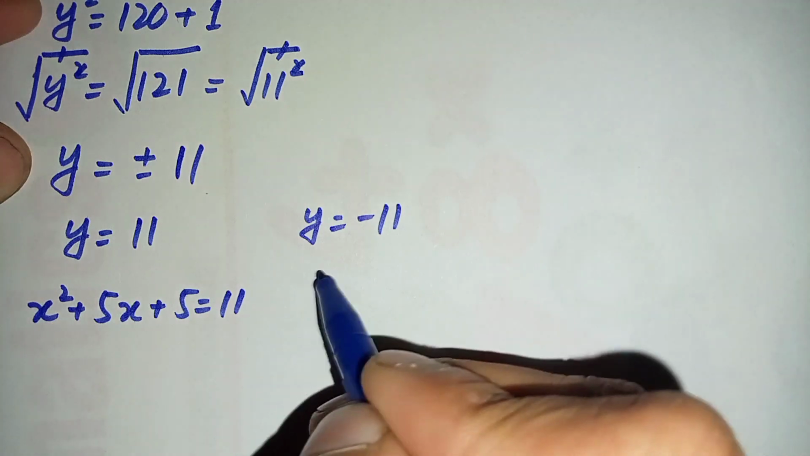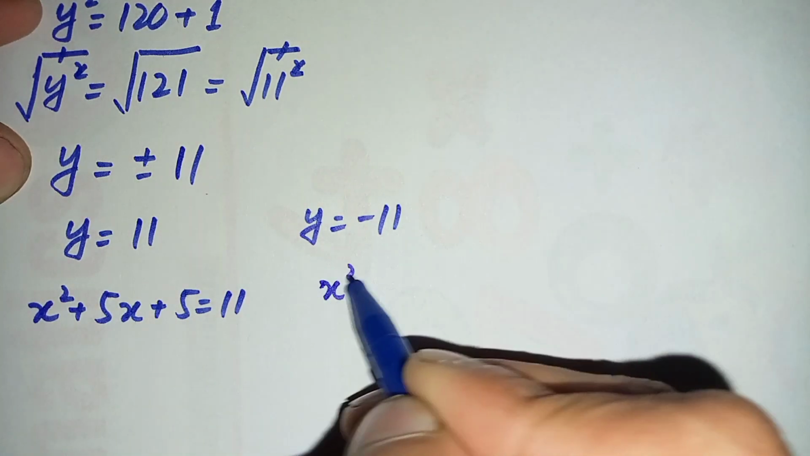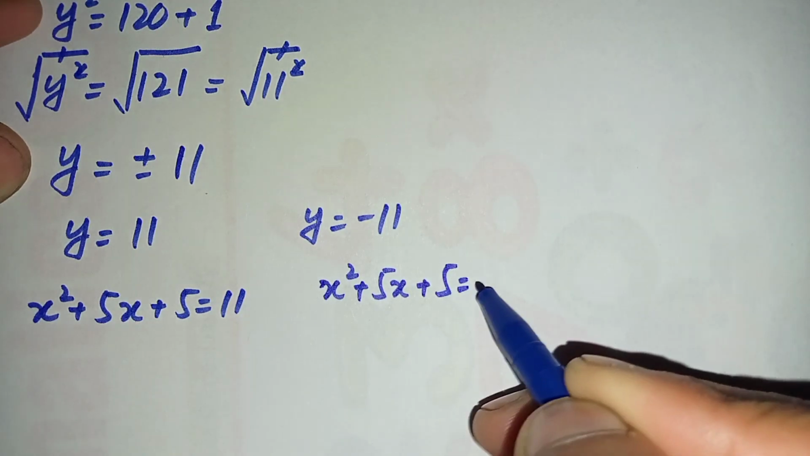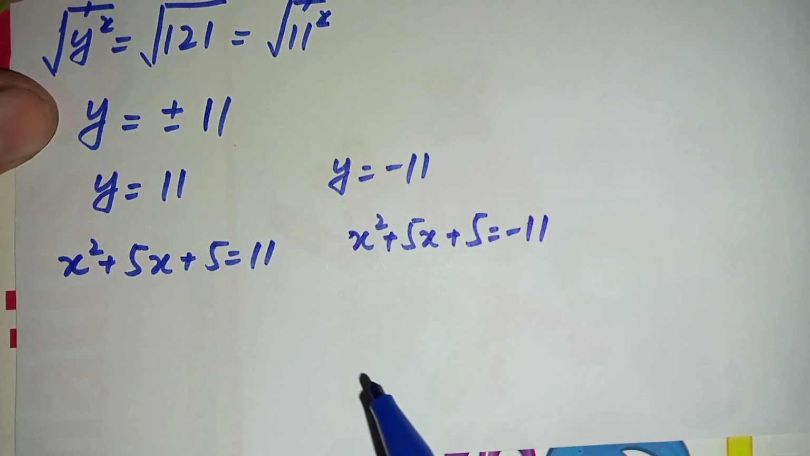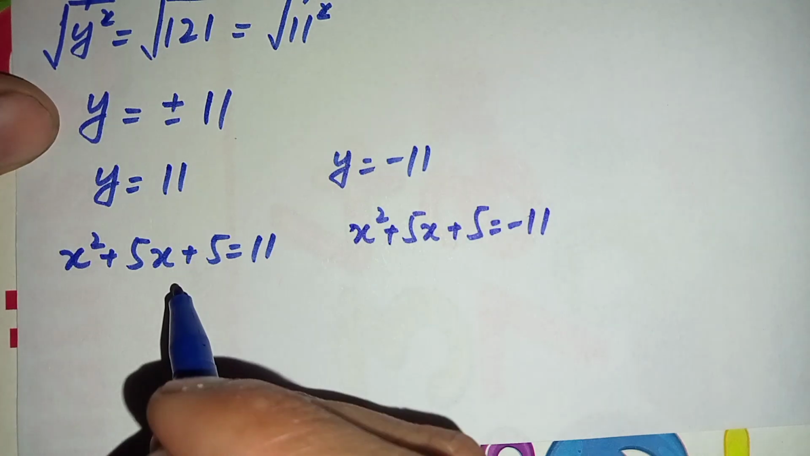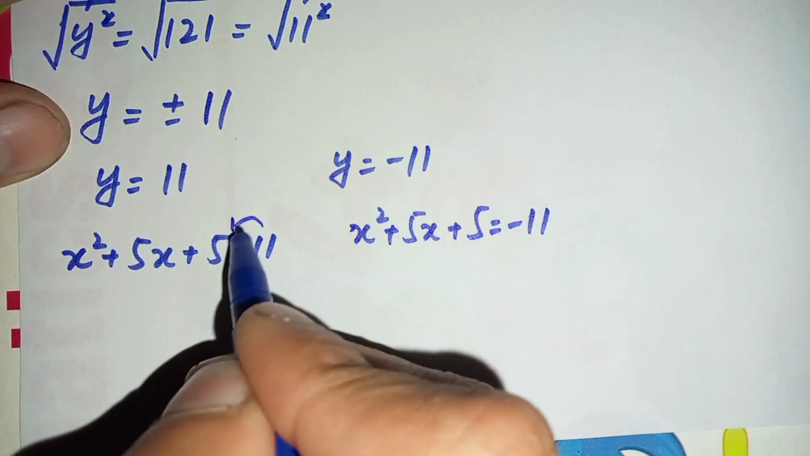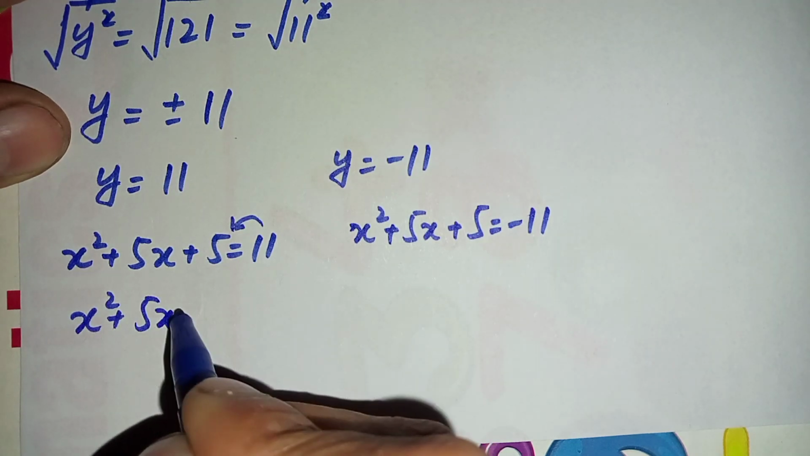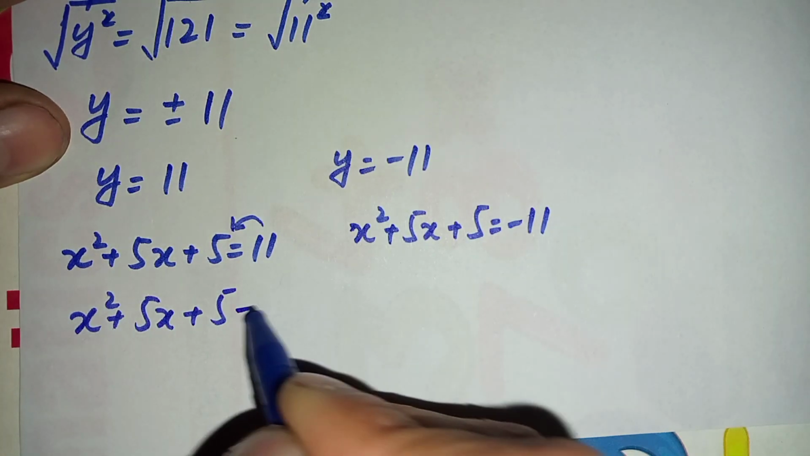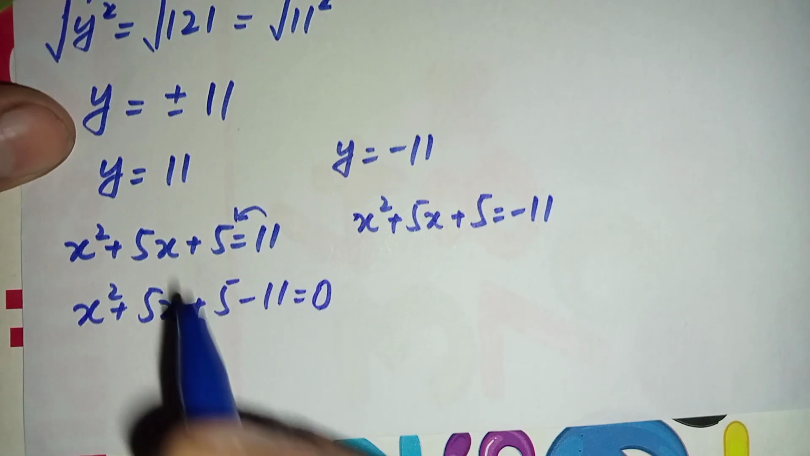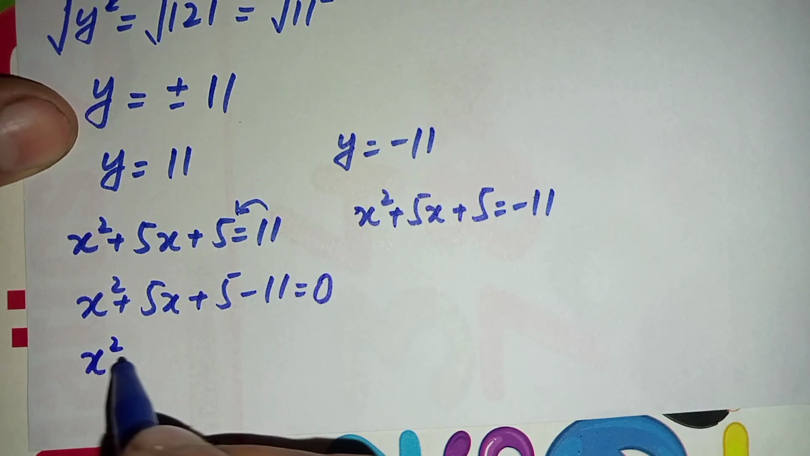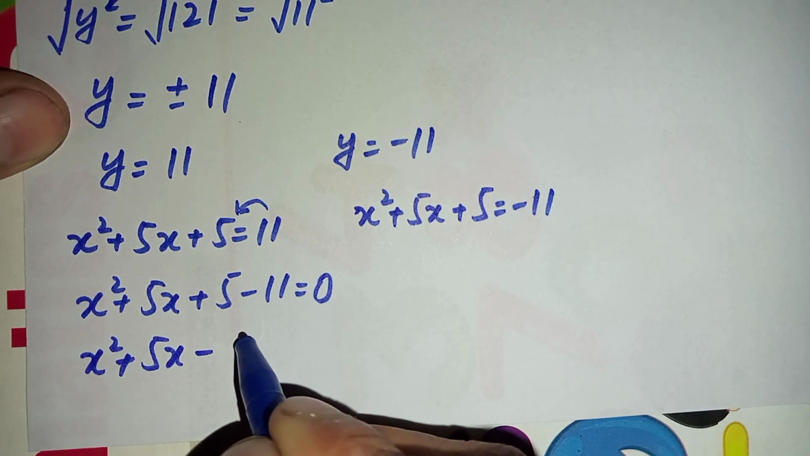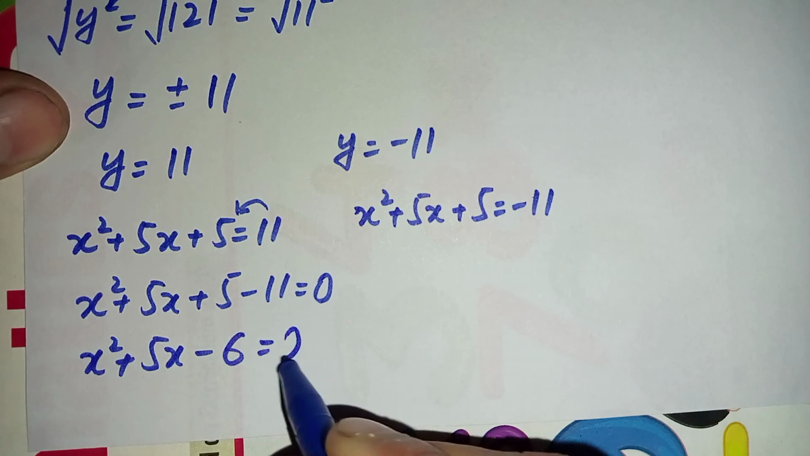And this one equation will become, again we will replace y with its value, x square plus 5x plus 5 is equal to minus 11. So here first we will try to solve this quadratic equation. So here we will shift this 11 to the left hand side. So it will become x square plus 5x plus 5 minus 11 is equal to 0. So further x square plus 5x, now 5 minus 11 is minus 6, is equal to 0.